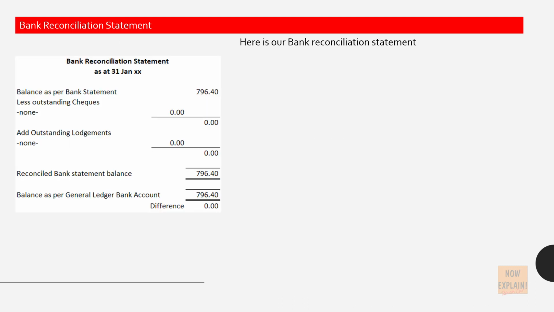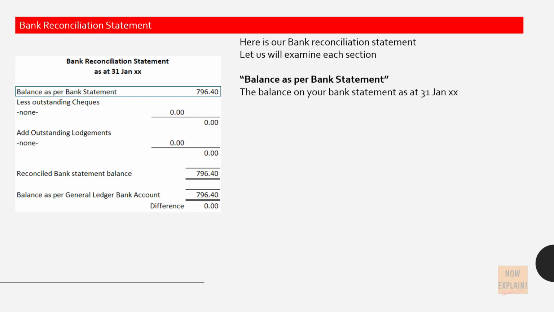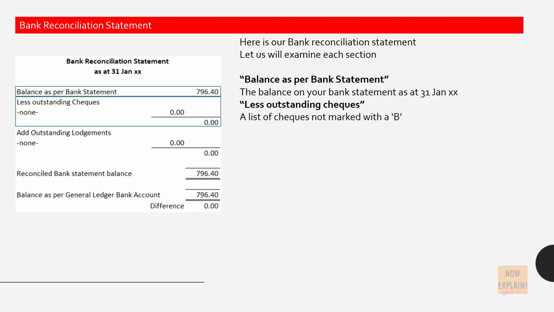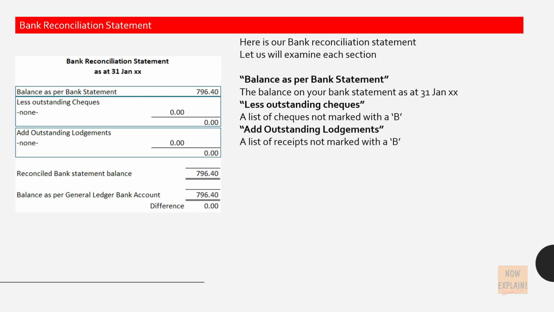Here is our bank reconciliation statement. Let us examine each section. The balance as per bank statement, the balance on your bank statement as at the 31st of January. Less outstanding checks, a list of checks not marked with a B. Add outstanding lodgements, a list of receipts not marked with a B.